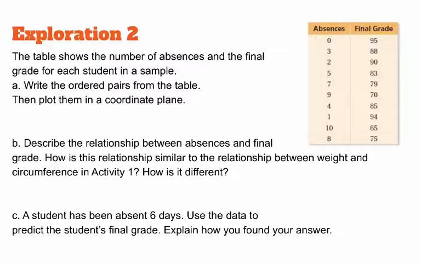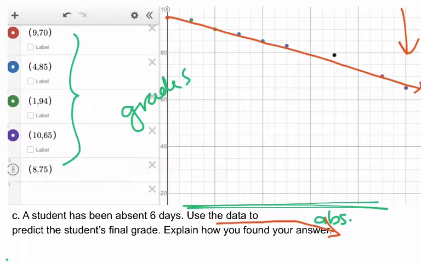And then the second part of B says, how is this similar to the relationship between the weight and circumference in activity 1? Well, we don't have a perfect line, but it models similarly to a linear relationship. And there is something going on between the two variables. Now, it's different, though, than that first one, because in the first one, it increased, right? As ounces increased, the circumference increased. Instead now, as the absences increase, our grades are decreasing.